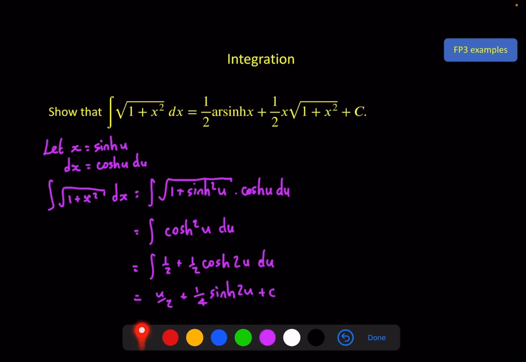Now the other reason this one's a bit more complicated is because while you might be able to see where the r sinh comes from, if I put over here, when we substitute back into x's, that comes from there, but it's not quite so clear how this thing becomes this thing. And that's because we've got a 2u here rather than a u. So what we're going to do here is use the double angle formula for sinh.